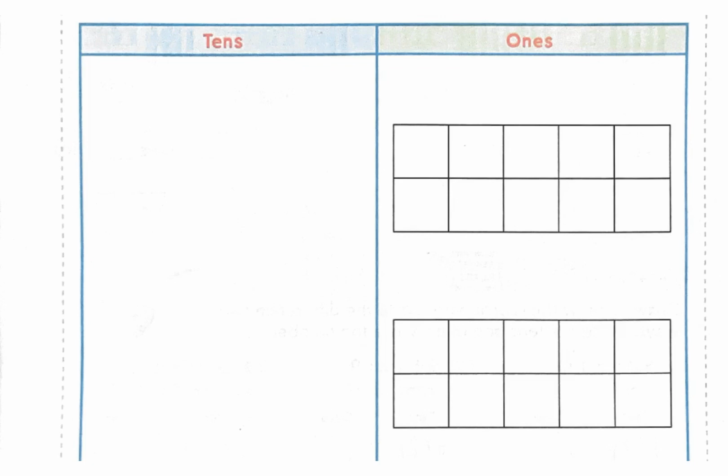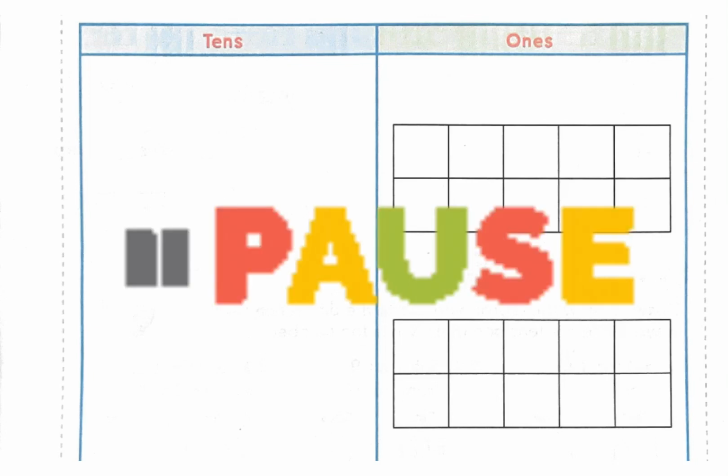The problem is, Wallace counted 21 butterflies in his garden. Then 7 butterflies flew away. How many butterflies were still in the garden? Pause here and work on your own. When you are ready to continue, press play.